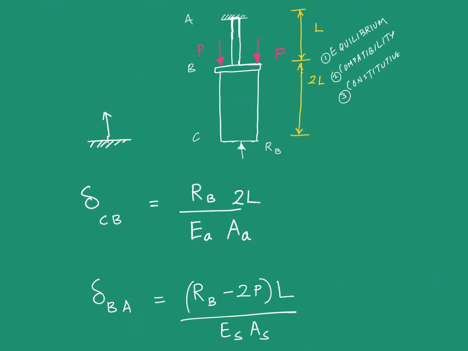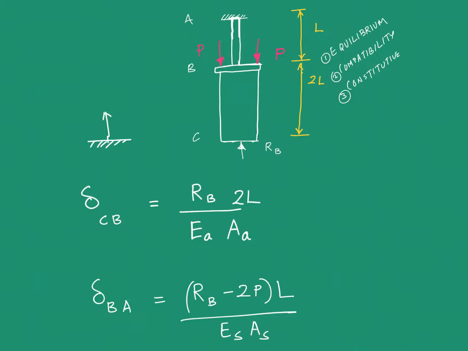Let's get started. The first thing that I'm going to do is compute the relative displacement of this particular point C with respect to B. It is as good as imagining that this point B is rigidly fixed and we have a force acting at the point C, acting in this direction.